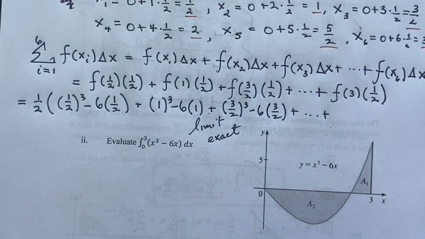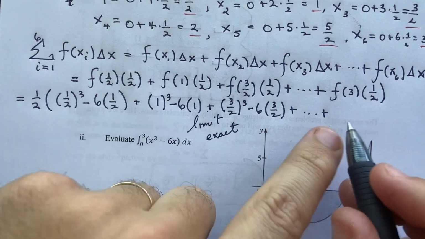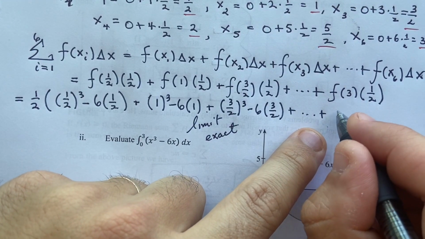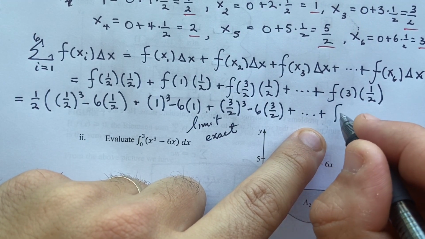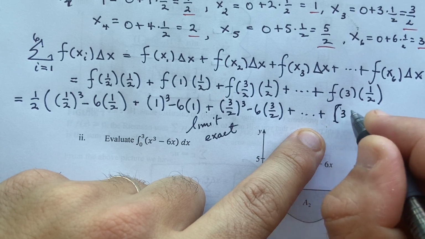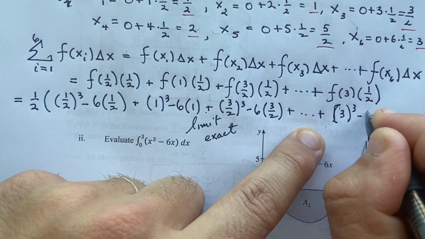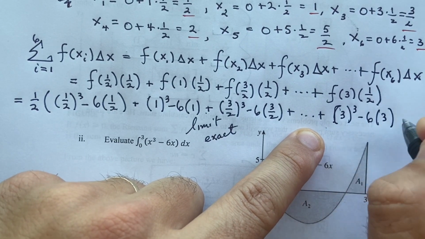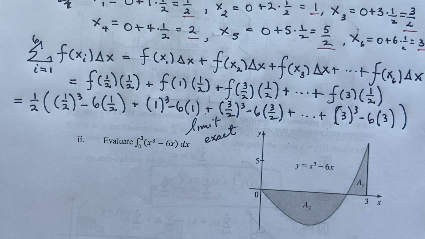I'm just skipping some. Not that I'm mathematically skipping them, I'm just notationally skipping them because I'm running out of room. And then I'll have 3 cubed minus 6 times 3 as my last one. So I'm going to go ahead and type those in now and then write down that estimate.